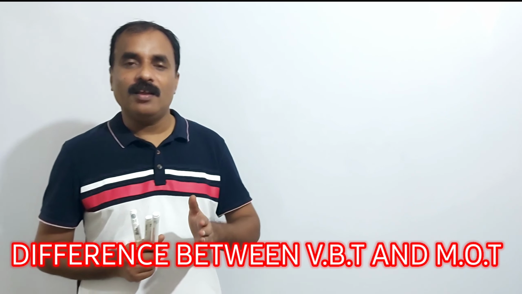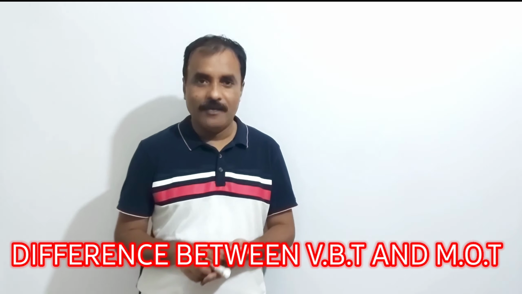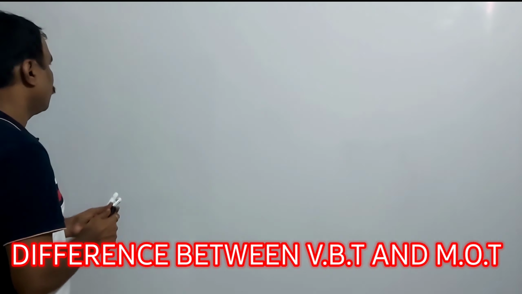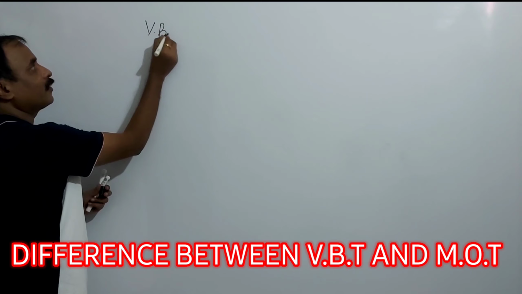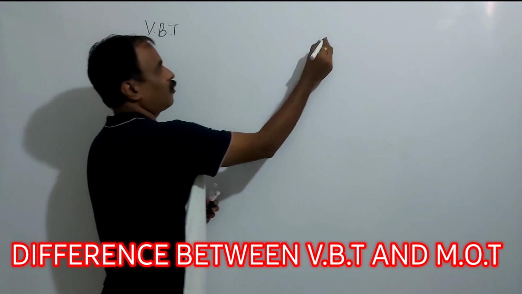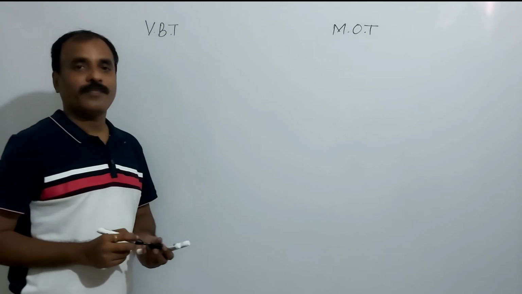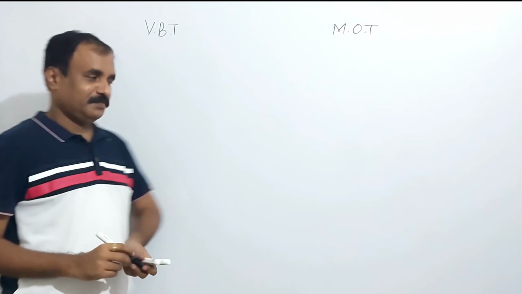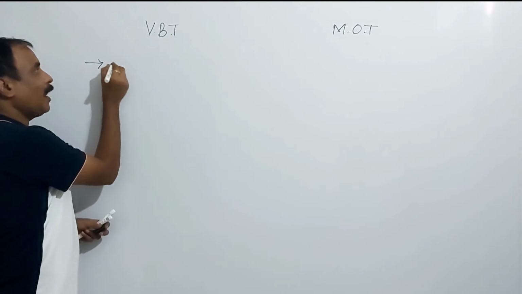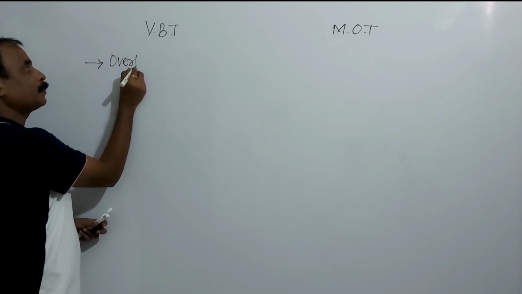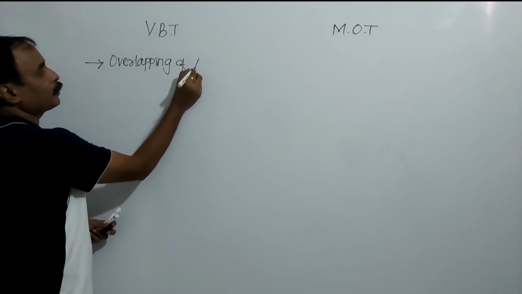In valence bond theory, there is an overlapping of atomic orbitals. I will make two columns here. Here I will write valence bond theory, and here molecular orbital theory. The main difference: in valence bond theory, there is an overlapping of atomic orbitals.